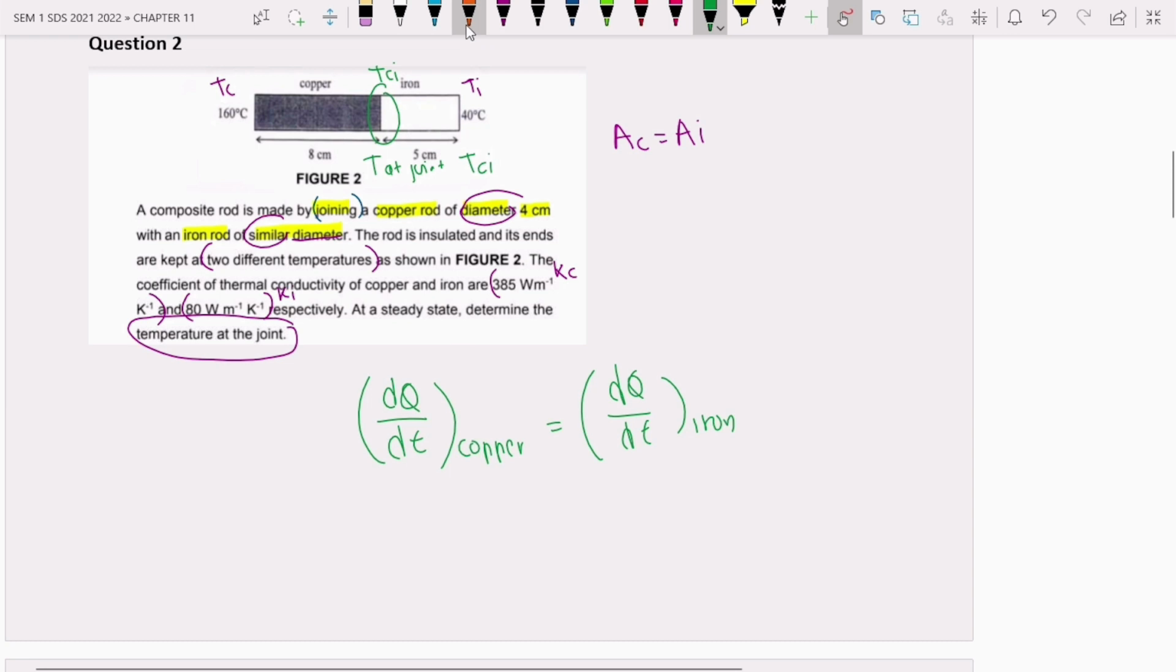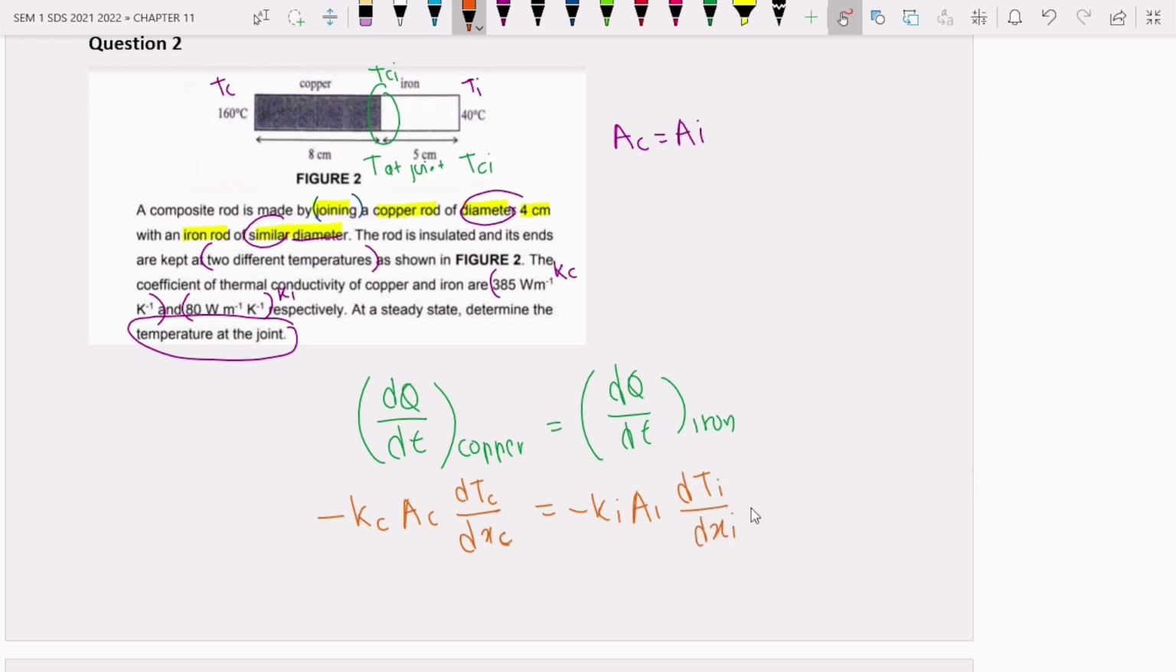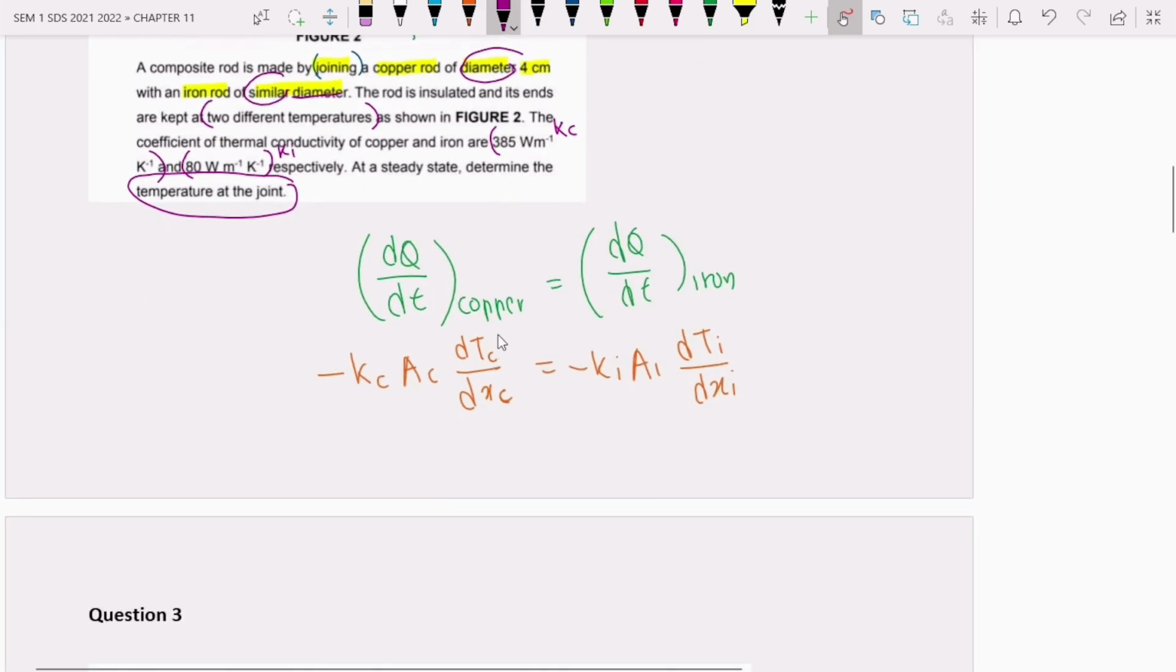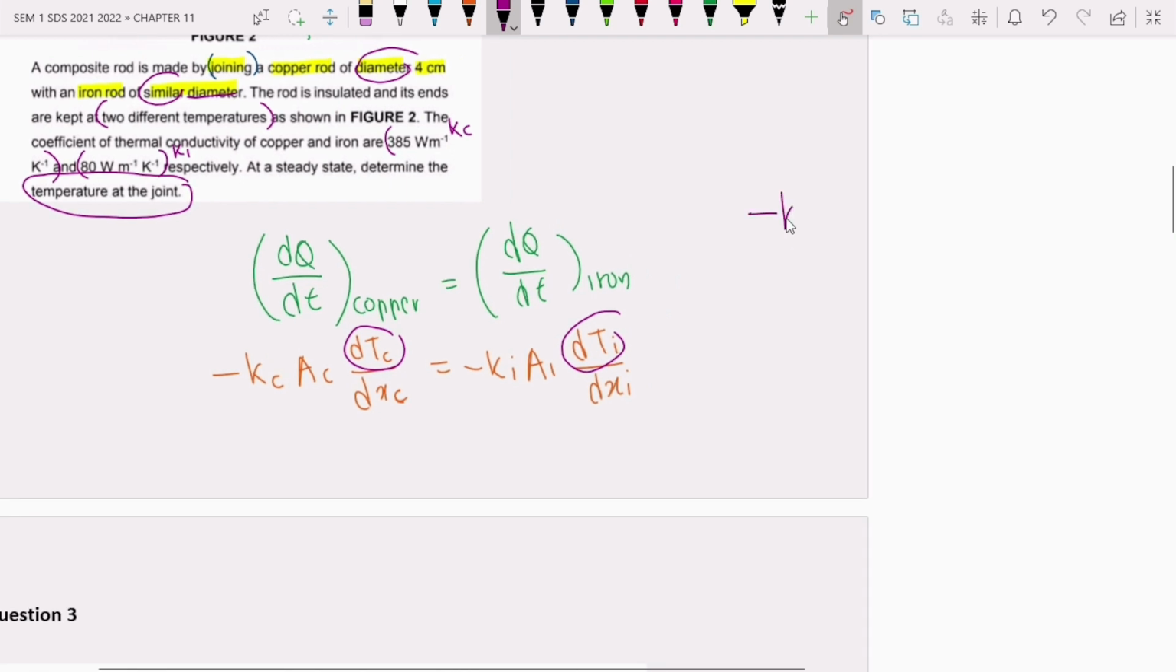And we know the formula for heat flow is negative K, but this is for copper. I'll make it the thermal conductivity for copper times the area of copper times the temperature gradient, so temperature of copper over dx of copper, equals negative K iron times area of iron, and then the temperature gradient for iron. Okay, now we know dTc and dTi are the temperature differences. So we're going to rewrite this equation.